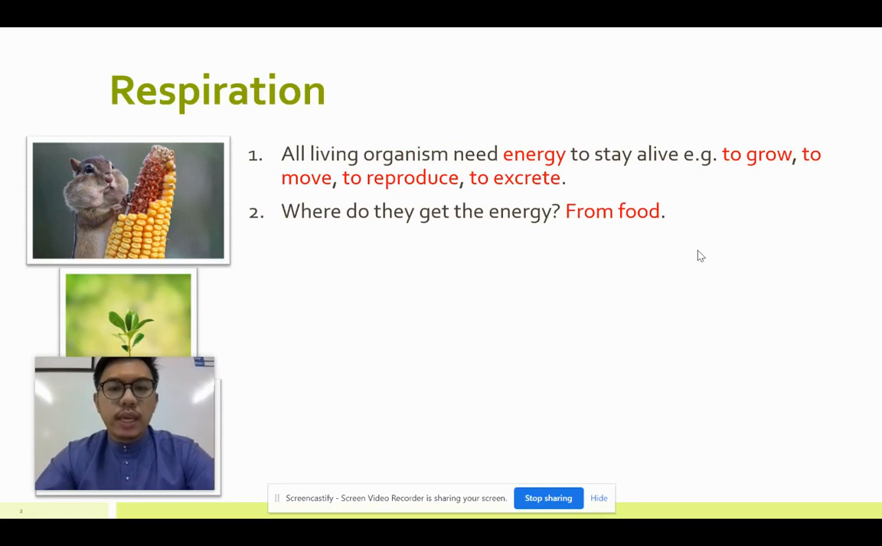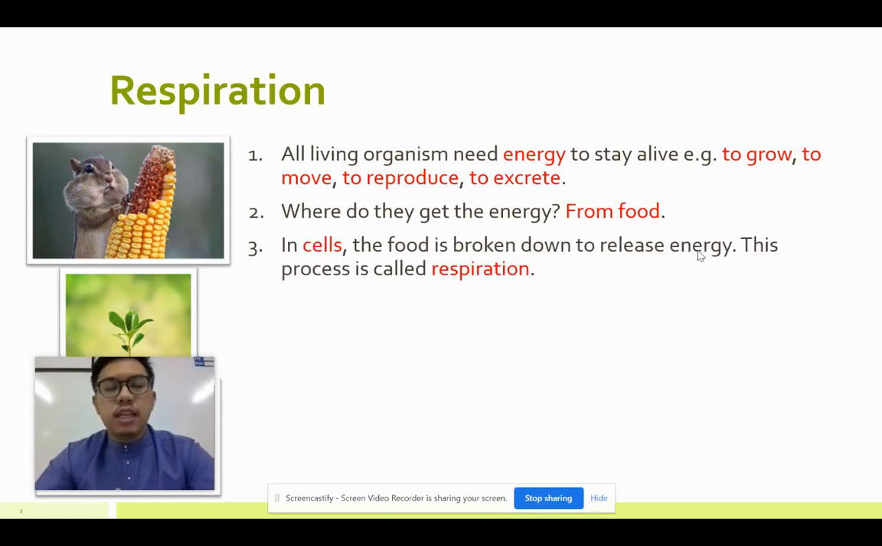Where do we get the energy? We get it from food. However, the energy in food is still stored inside the food, and the energy needs to be released. So, in cells, the food is broken down to release energy. This process is called respiration.